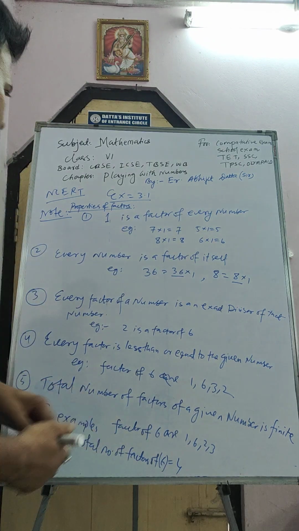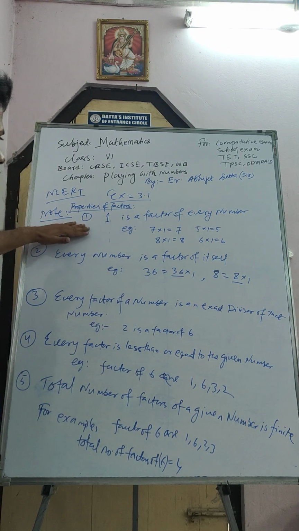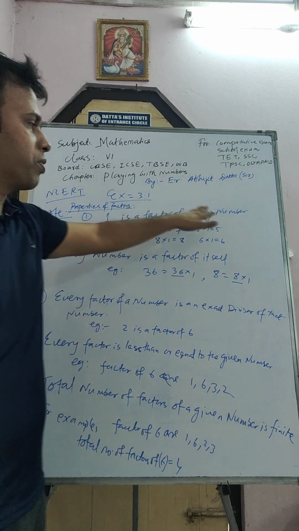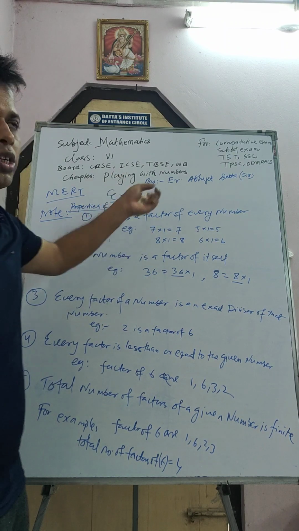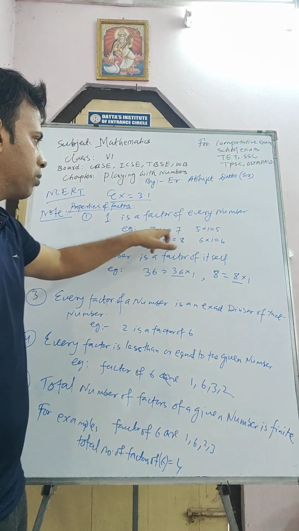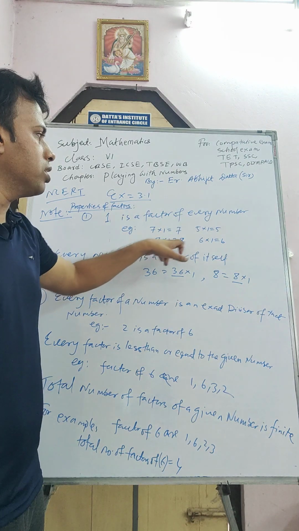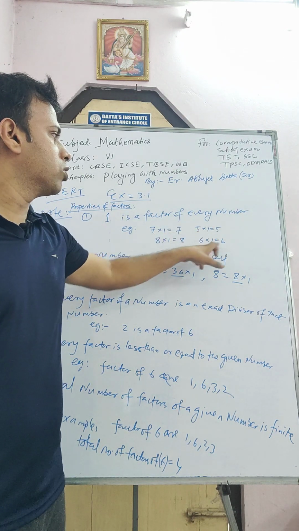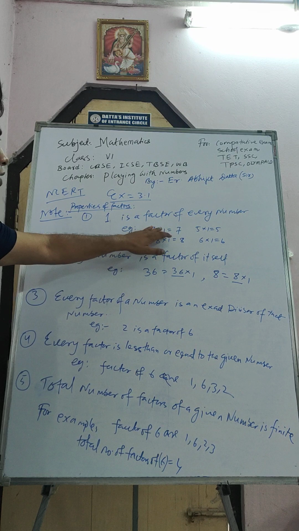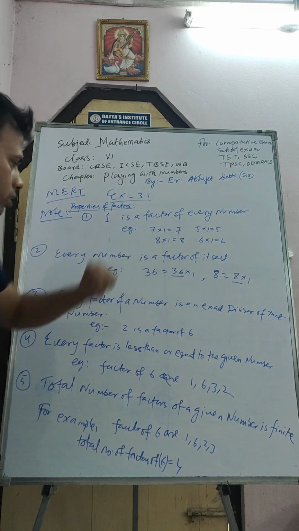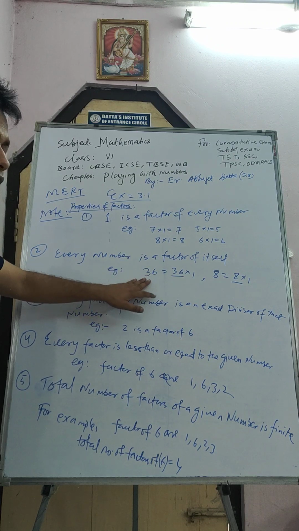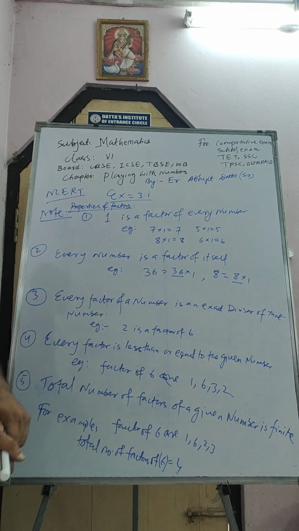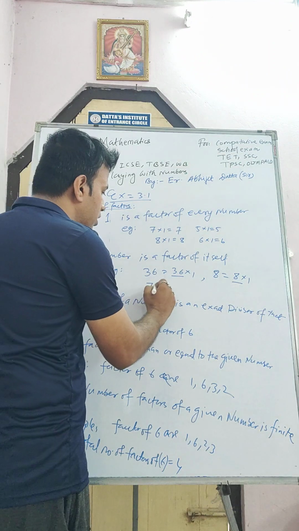Okay, so there are five properties of factors. First one is: 1 is a factor of every number, that is, if we divide a number by 1, we will get the number itself. That is, 7 into 1 is 7, 8 into 1 is 8, 5 into 1 is 5, 6 into 1 is 6. That is, 1 is a factor of every number. Every number is a factor of itself. Yes, for 36 we can write 36 into 1, for 8 we can write 8 into 1, for 7 we can write 7 into 1.